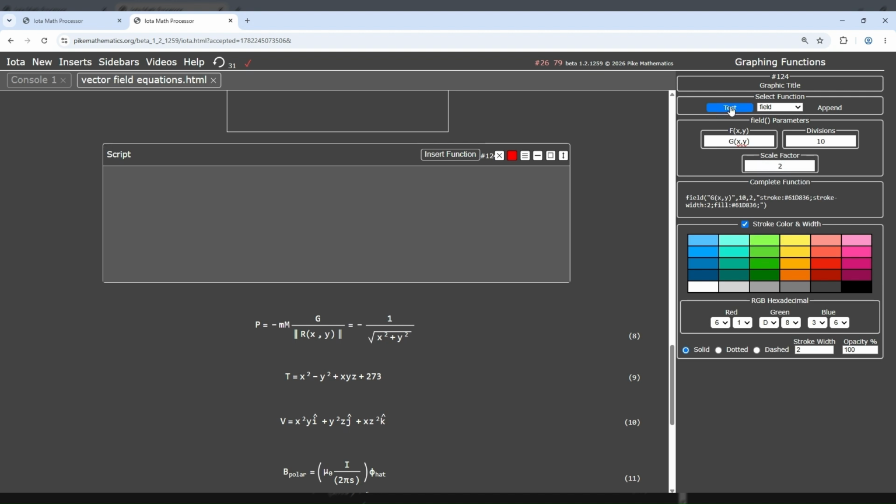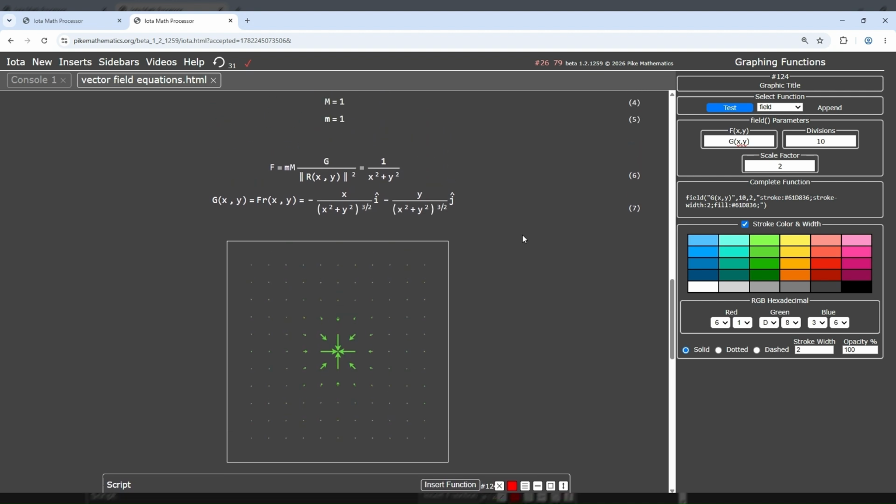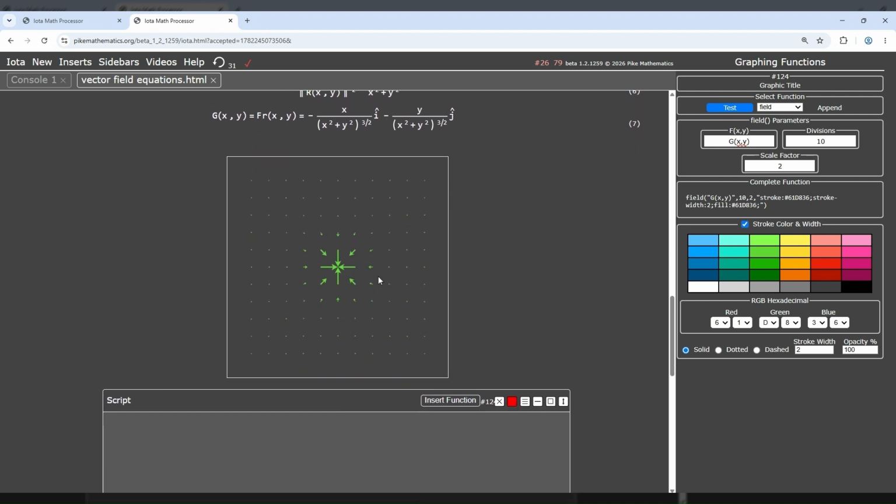I can make this one green. See what it looks like. There we go. So again, we have an object here at the origin, and this is the gravitational field that object is creating. And so you can see that because gravity is an attractive force, the vectors are pointing at the object. And then you can see that as you move away from the origin, the vectors get smaller and smaller, and they get smaller rather quickly. And that's because of the inverse square relationship of the gravitational force.